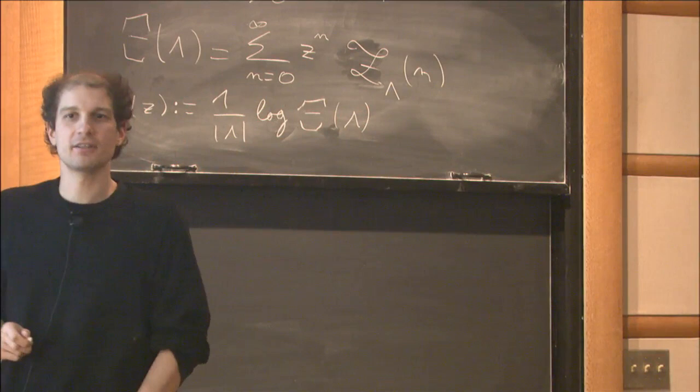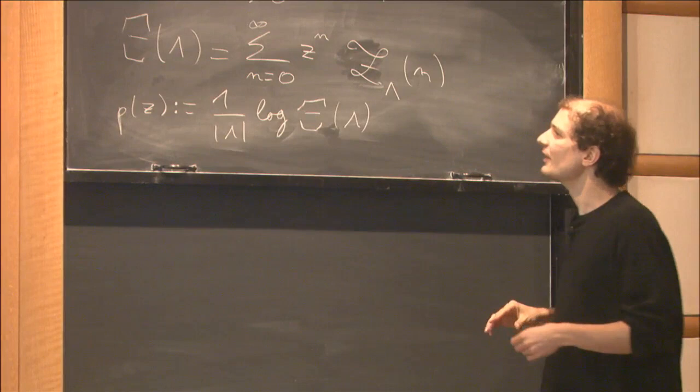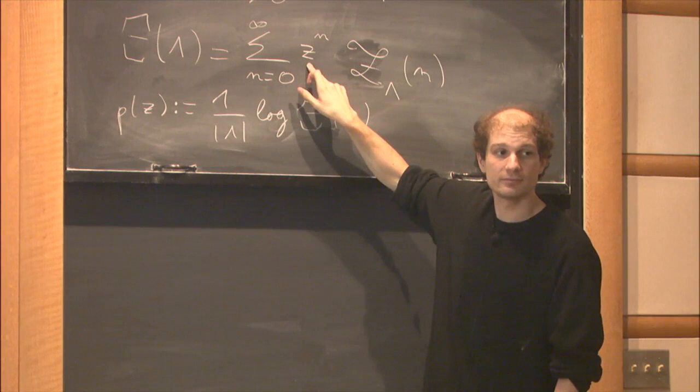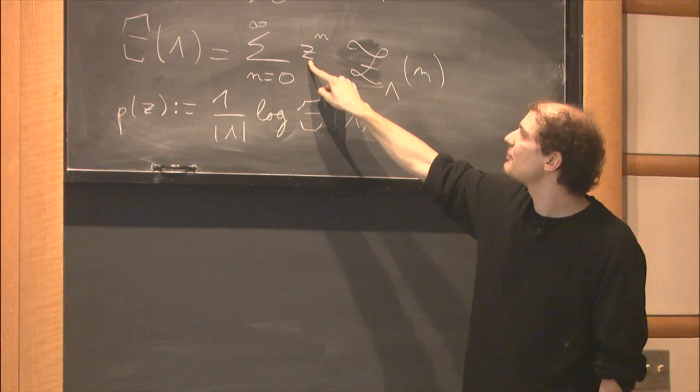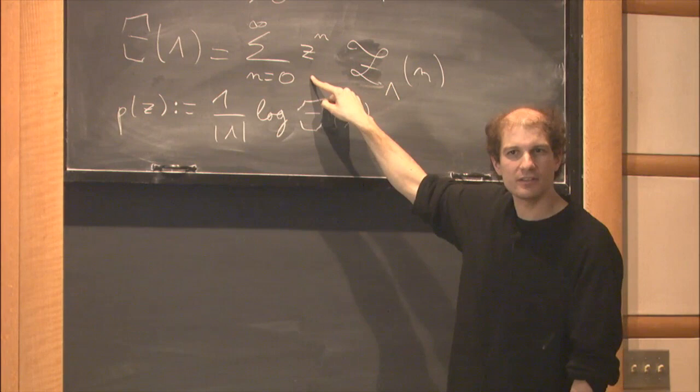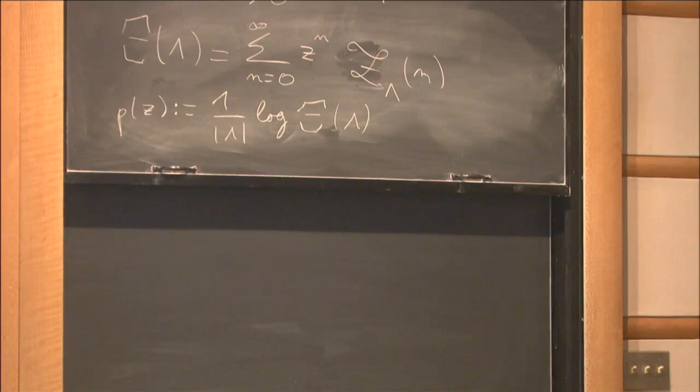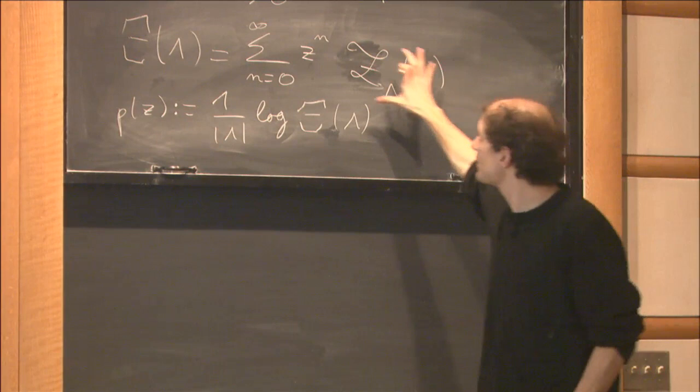Now, if my density here, if my fugacity here is low, if z is small, this thing here looks like a power series in z. It's actually a polynomial in z because I have the hard sphere condition, the hard core condition that says that I cannot pack an infinite number of spheres in a finite volume. Inside this volume lambda, I can only put a finite number of spheres. So this here is a polynomial in z that has non-negative coefficients.